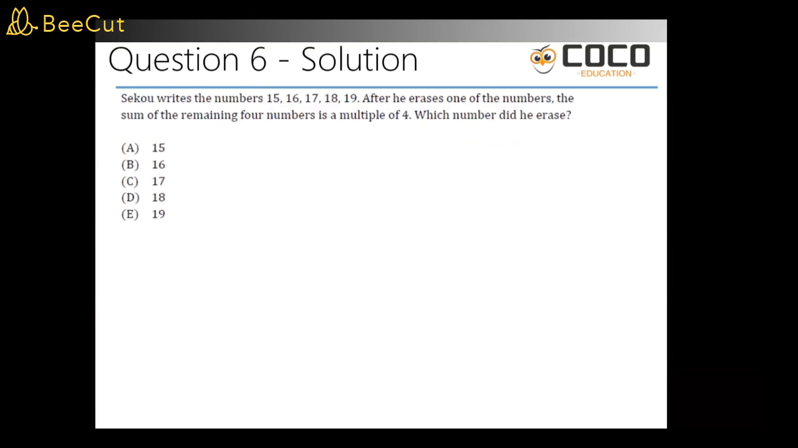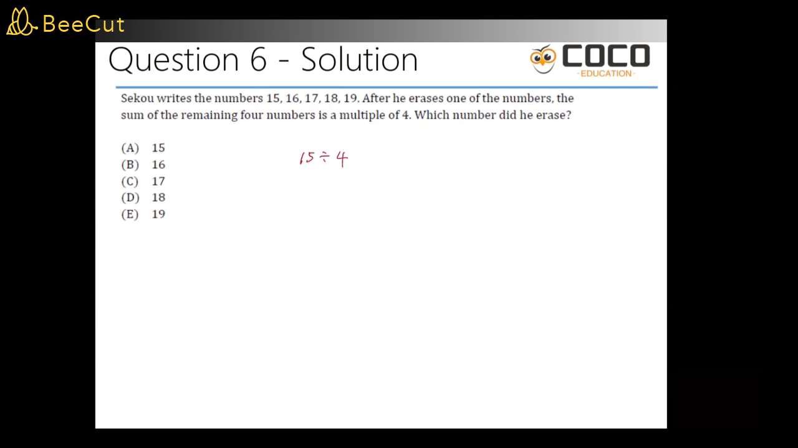Let's take a look at question 6. So we are given 5 numbers. Now we erase one of the numbers. The remaining 4 numbers, the total is a multiple of 4. So we can check the remainder when each of the numbers is divided by 4.